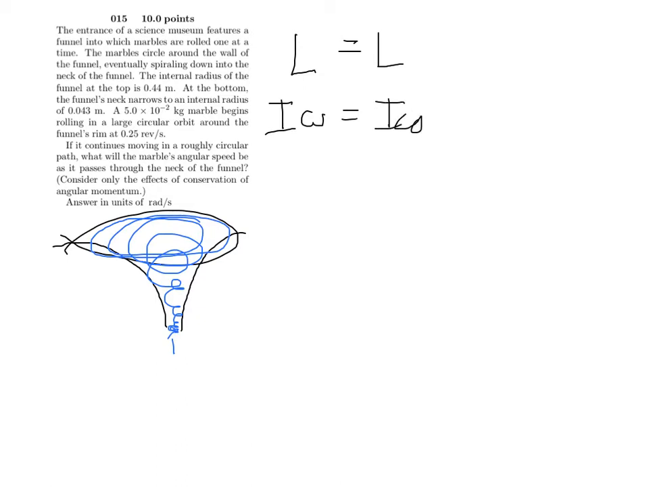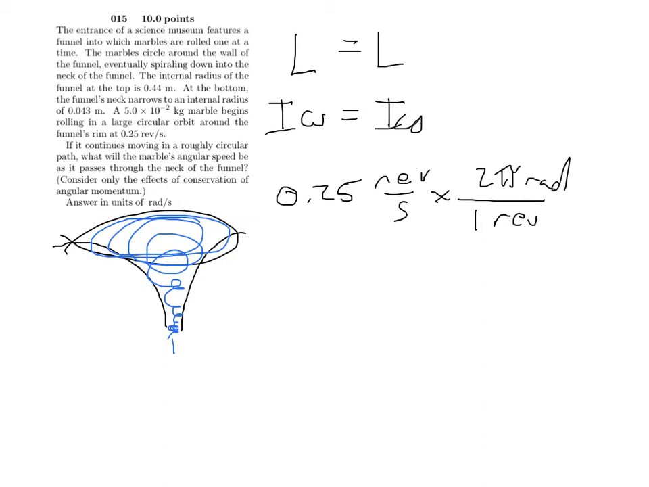Now, omega is given to me initially, but it's given in revolutions per second. So I'm going to have to convert revolutions per second into radians per second, because that's how I answer. I know that if I have 0.25 revolutions per second, I'm going to multiply and draw a line, because one revolution is going to be 2 pi radians. So that is a conversion I'm going to have to make.